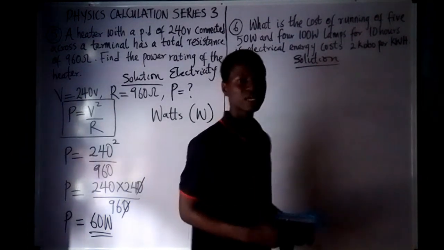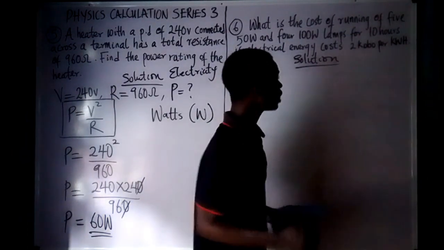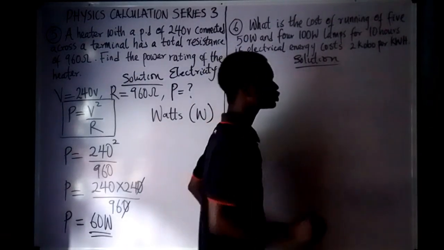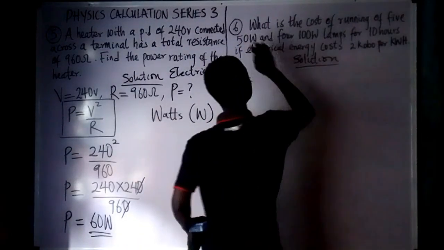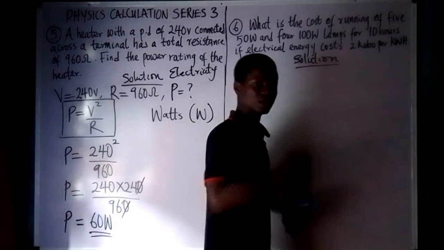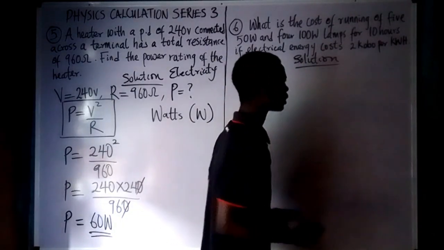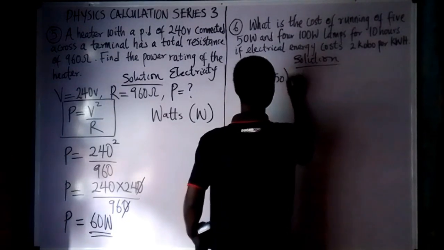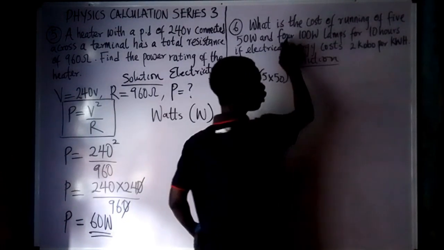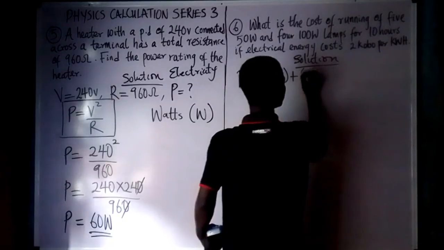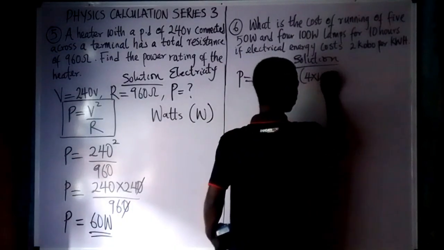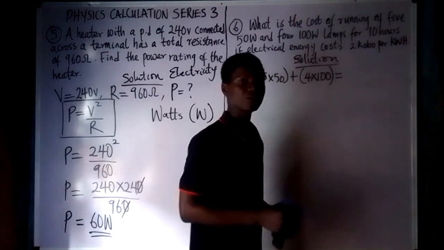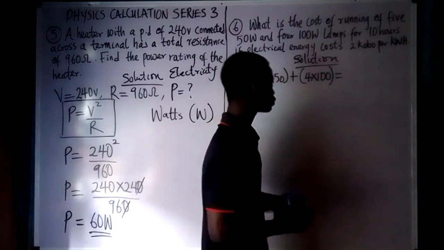So altogether, what is the total power? We have to get that first before we start solving. Our total power will now be equal to 5 times 50, because we are trying to get the sum of all these powers. You can say bracket 5 times 50, plus 4 of 100 watt lamp. That will be 4 times 100 watts. Now, whatever we get will be the value for power that we'll be using to solve this question.